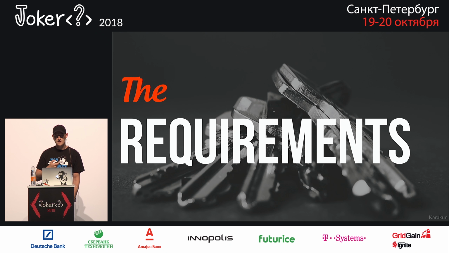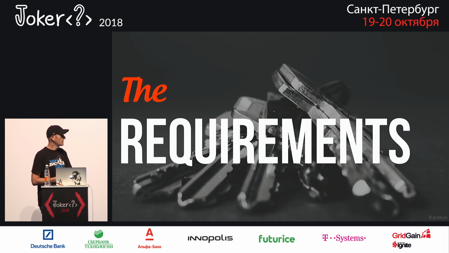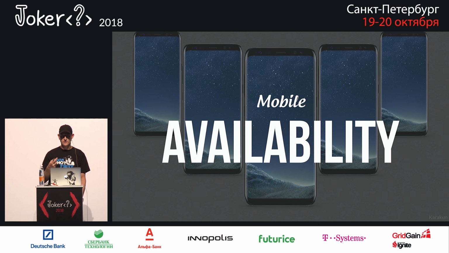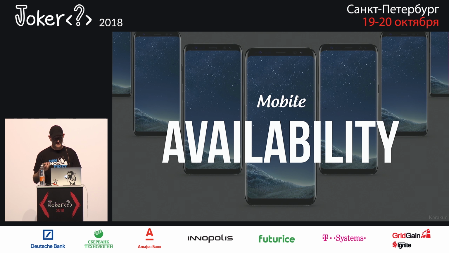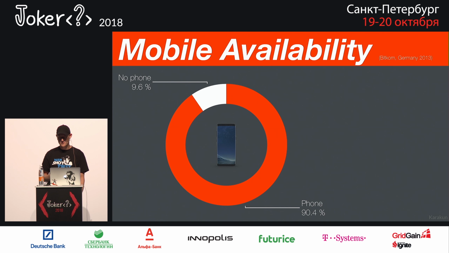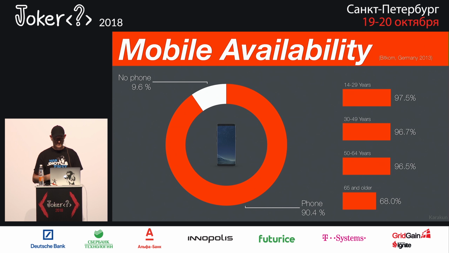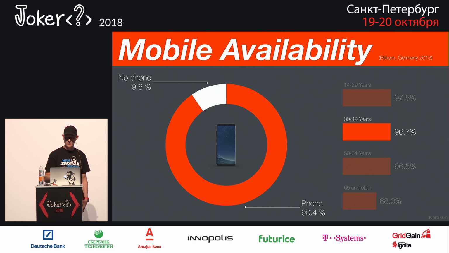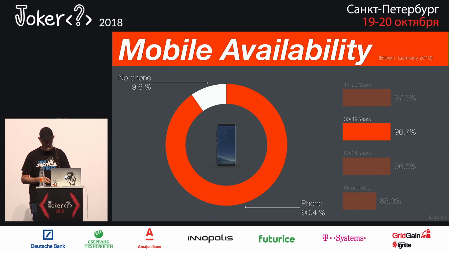Okay, to get this done, we need to fulfill some requirements. And the requirements that we first of all have is the availability of mobile phones. I mean, this shouldn't be a problem these days. But we found a study from Germany from 2013, and even in 2013, 90.4% of all people have a mobile phone. So it was roughly 10% without a phone. And the target group are the people between 30 and 49, so the working people, and roughly 97% have a mobile phone available. So that was not a problem at all.